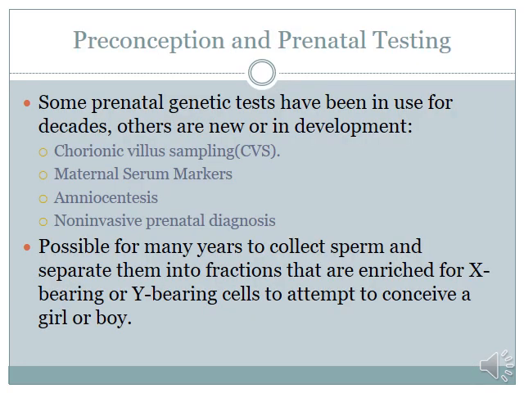In looking at preconception and prenatal testing, some prenatal genetic tests have been in use for decades. Others are new or in development. Some examples are chorionic villus sampling, CVS, maternal serum markers, amniocentesis, and non-invasive prenatal diagnosis. It's been possible for many years also to collect sperm and separate them into fractions that are enriched for X-bearing or Y-bearing cells to attempt to conceive a girl or boy.